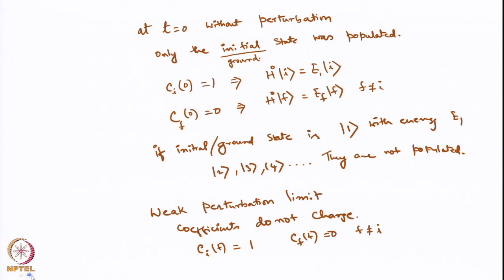Now let us go back to our initial equation. What was that? Cm of t equals 1 over I h bar integral, sum over n, an of t e to the power of minus I omega n m of t, with the matrix element of H prime, dt.